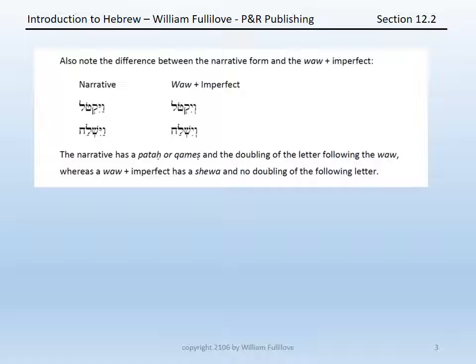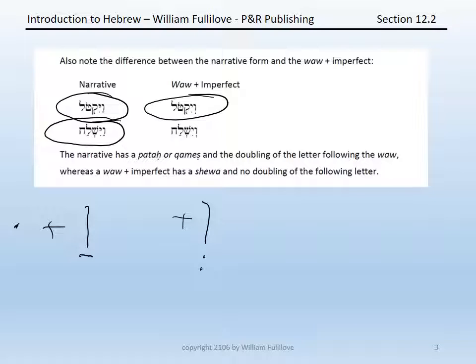You will also want to carefully note the difference between the narrative and the addition of a simple vav on the imperfect. The narrative forms are always va plus a doubling of the first letter of a form. A simple addition of v with no doubling of the first letter is not a narrative, but is a vav plus imperfect. So the narrative would be vayiqtol with va and then a doubling of the yod. Vav plus imperfect would be veyiqtol with a schwa and no doubling of the yod. The narrative vayishlach has vav with patach and a doubling of the yod. Vav plus the imperfect would be veyishlach with a schwa and no doubling of the yod.